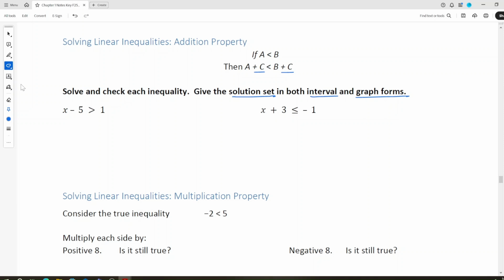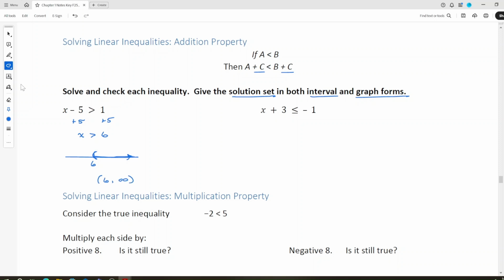If I wanted to get x by itself, what would I do? I would add 5. I would end up with x is greater than 6. That is my solution set. To graph this, I would do a simple number line with a 6 on it. If I'm greater than 6, it means my arrow is going to the right. Because I'm not equal to, I'm going to do a round bracket. My interval notation would just be 6 to infinity.